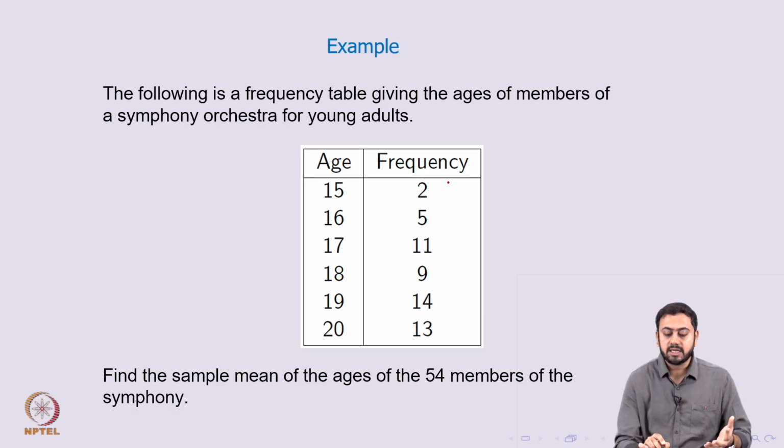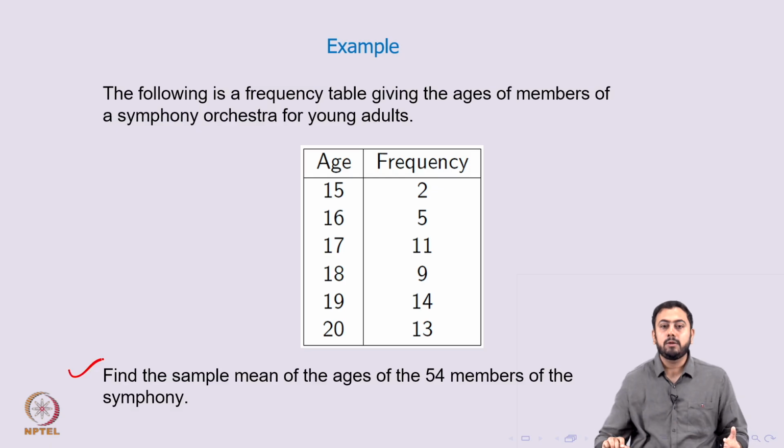So, in the orchestra you have 2 people having age of 15, you have 5 people having age of 16, and similarly you have 13 people having age of 20. Now the question is: find the sample mean of all the ages of the 54 members of the symphony. It tells you n here, so n is 54, this is my sample size.